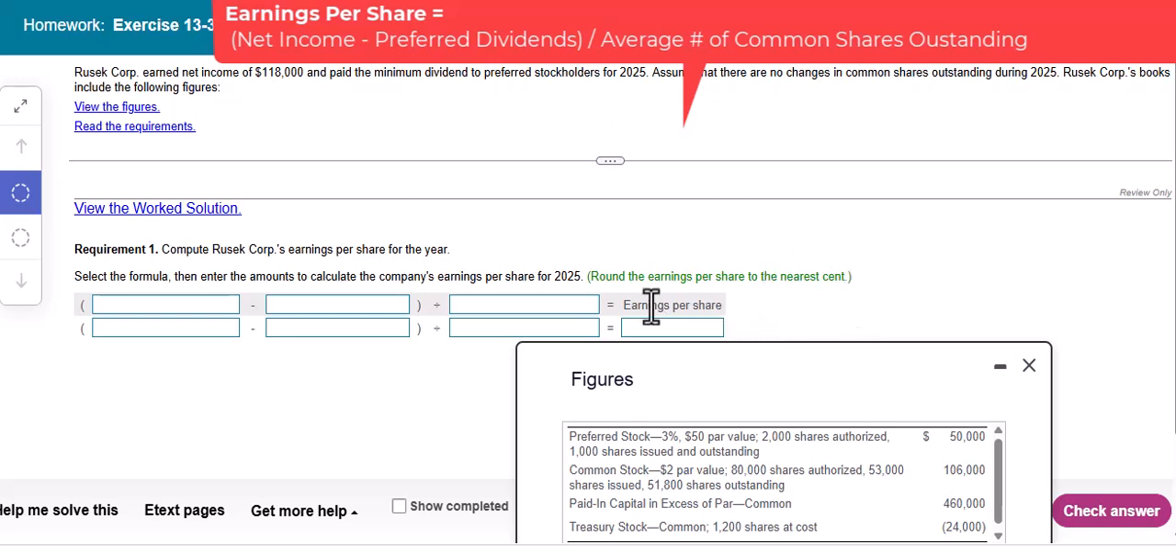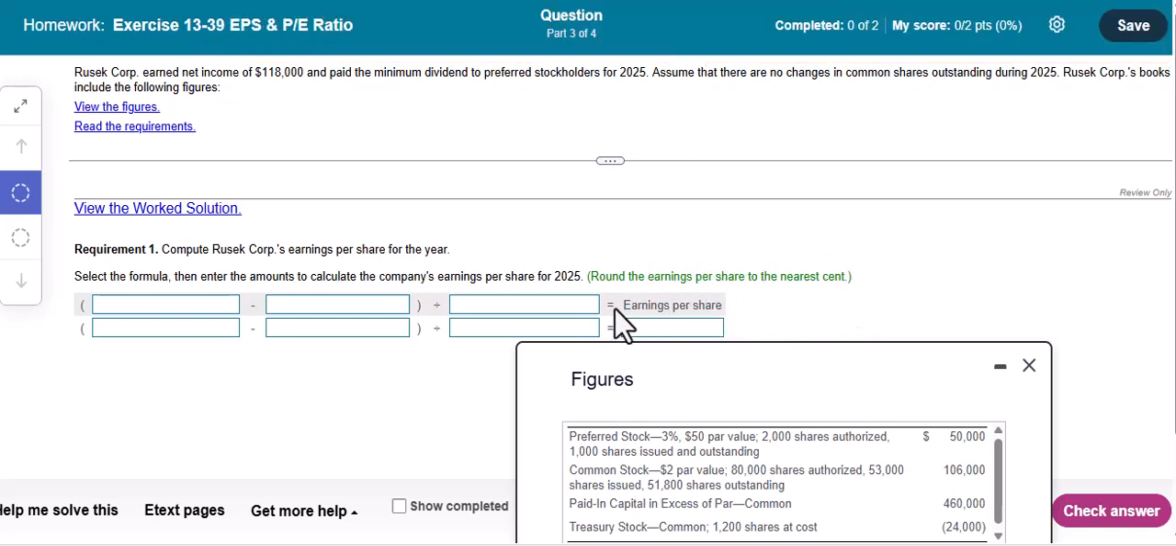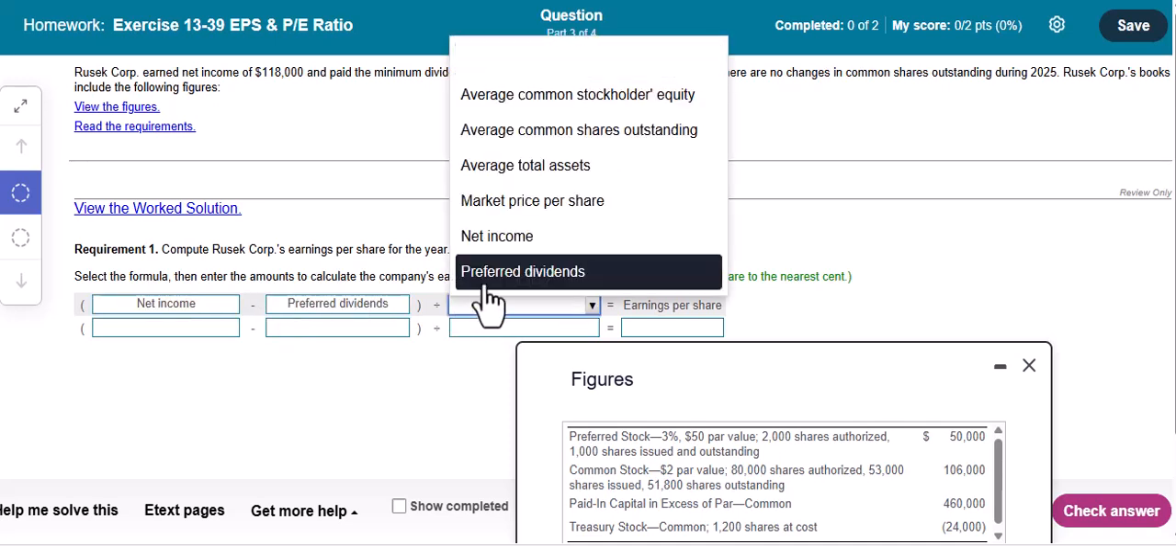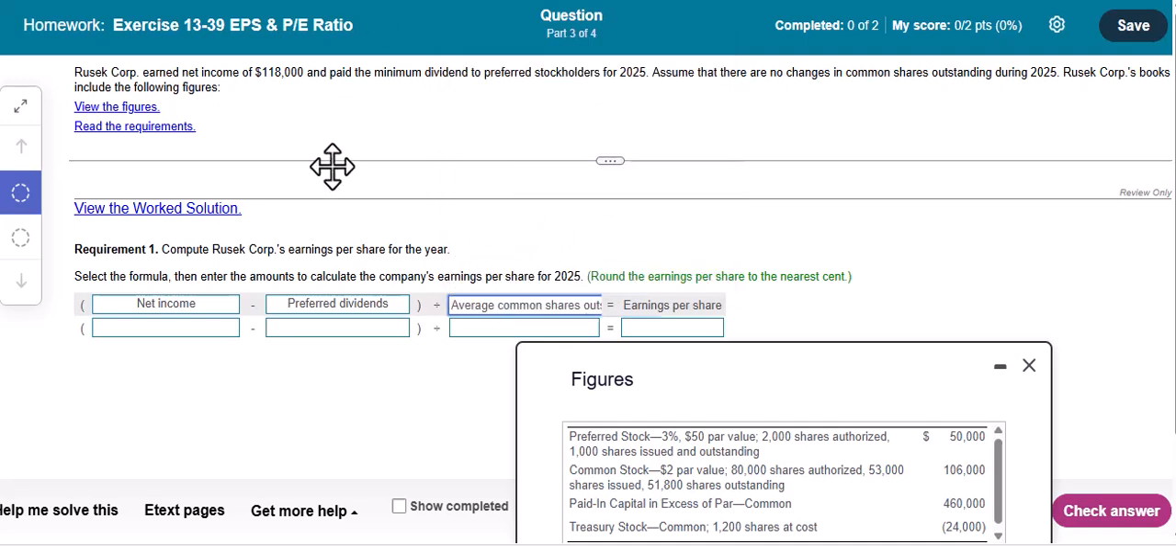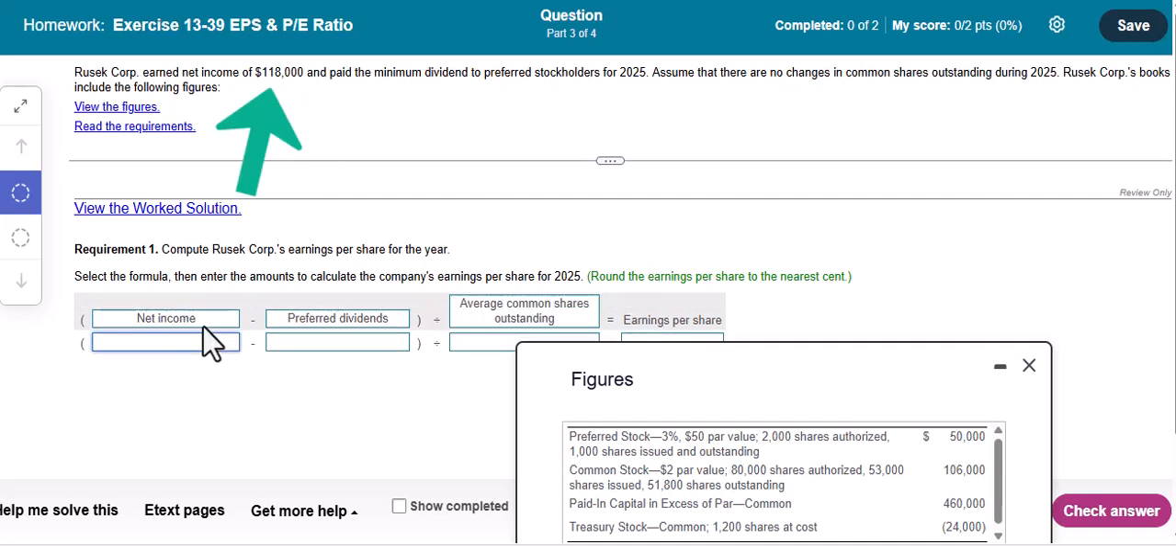So notice here for the formula, we are doing earnings per share. So the formula is net income minus preferred dividends divided by the average number of common shares outstanding. So the first number we're going to need is net income. And that number is actually given to us up here at the beginning of the problem. That is that 118,000. So go ahead and plug that in.